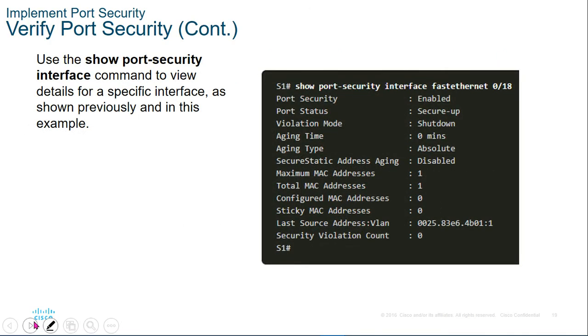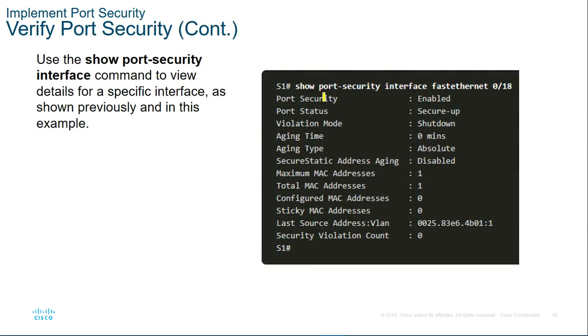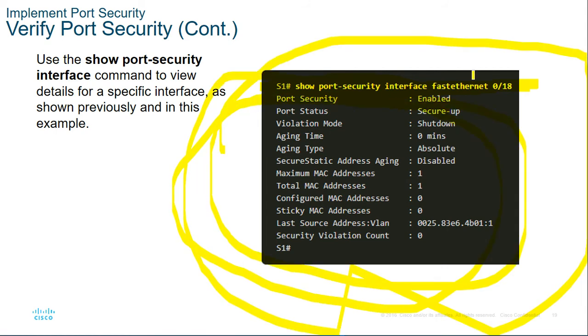Show port security. If you want to see the port security for all the interfaces, if you execute the command show port security, it will display the port security status of all the interfaces. If you want to see the port security information for a particular interface, then you have to execute the command show port security interface, that interface ID. Like this, show port security interface F018. If you execute this command, it will display the port security information of that particular interface F018.